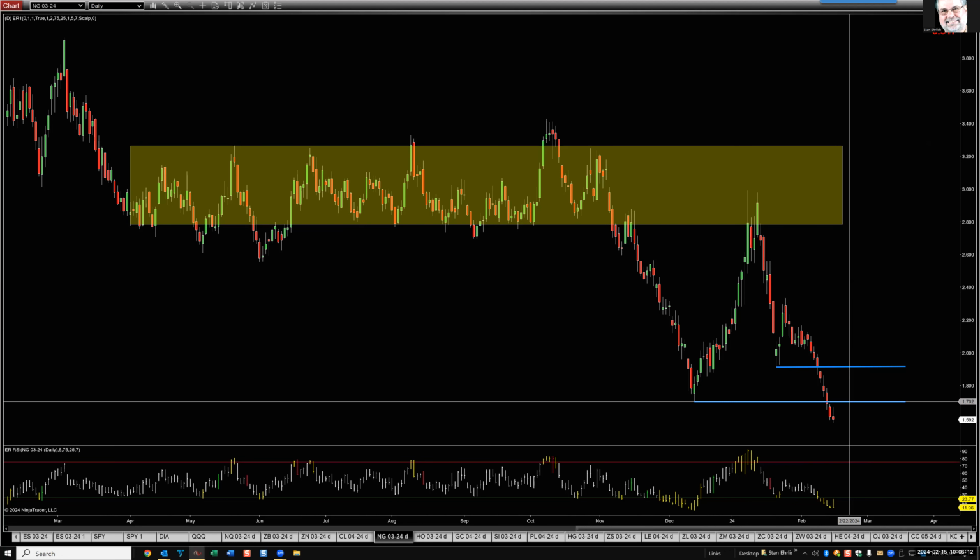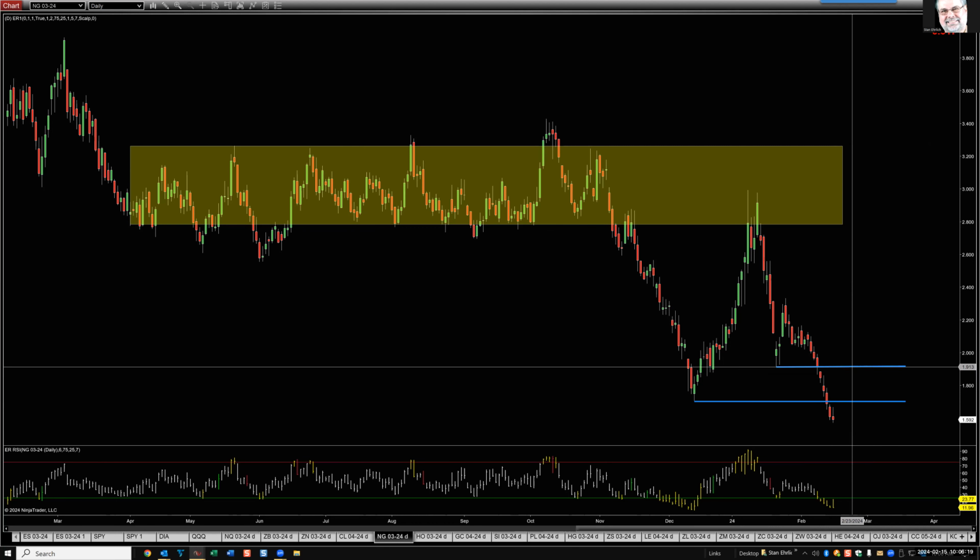1.7 is my first. That's too close, so I think it's going to get above that without a problem. This one looks a lot more likely. 1.9 is my short-term, intermediate-term upside objective, and then we'll see what it does if I can get there.